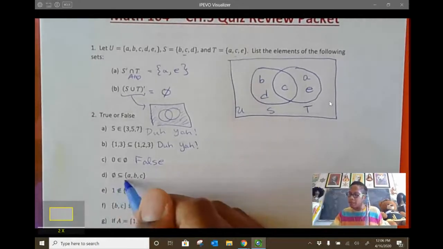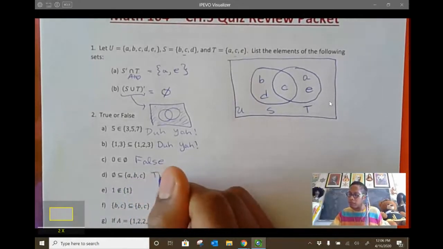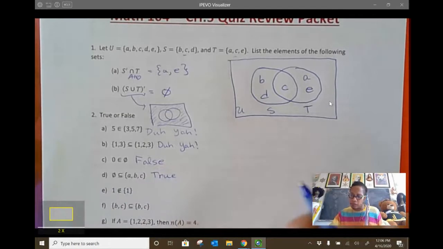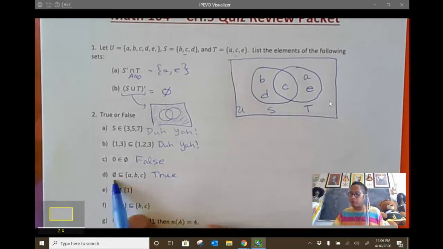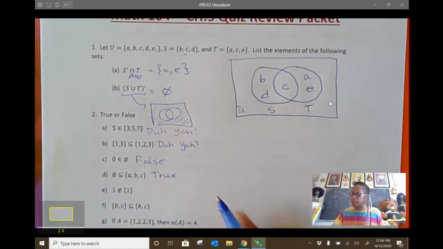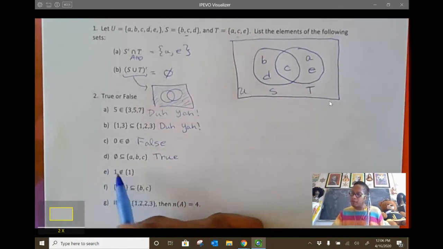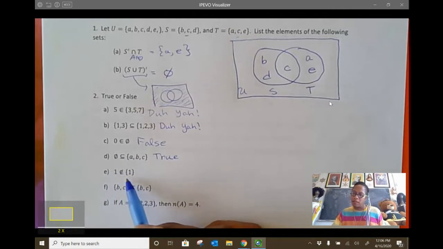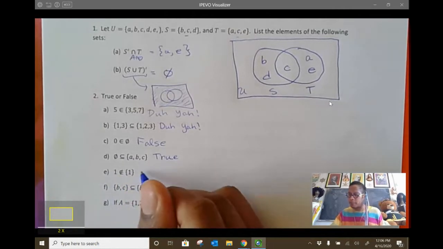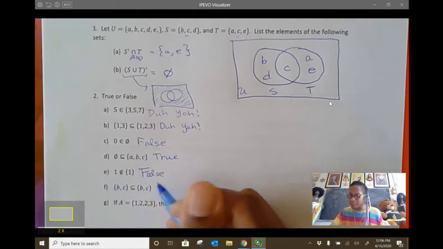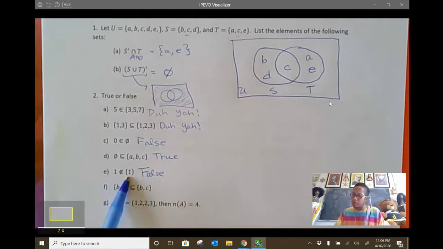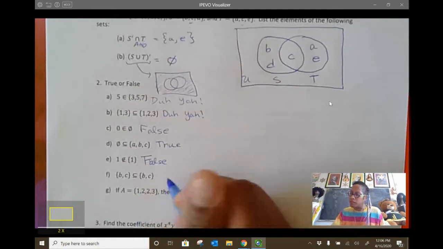Is the empty set a subset of this set? This is vacuously true. There's nothing in here. So everybody who lives in this house also lives in this house because nobody lives in this house. Oh, memory lane. The number 1 is not an element of the set containing the number 1. This is definitely false. We can see it. 1 is an element of the set containing 1.